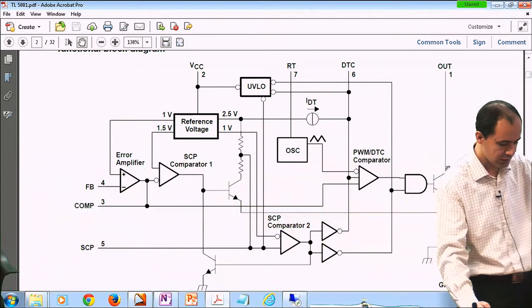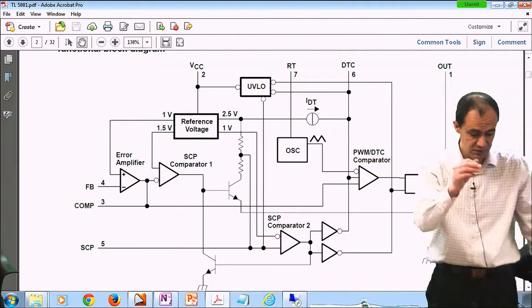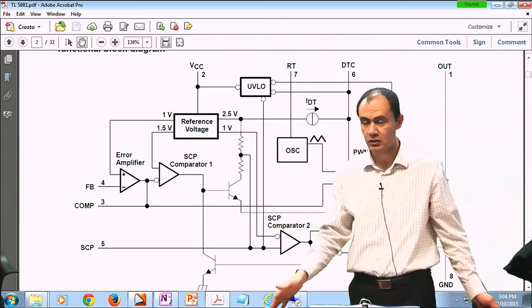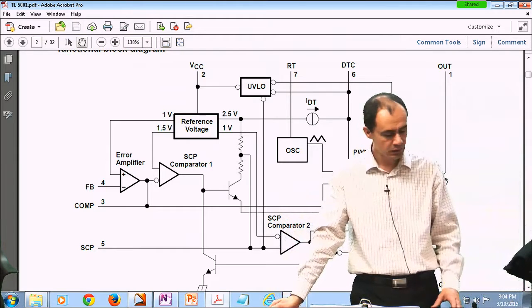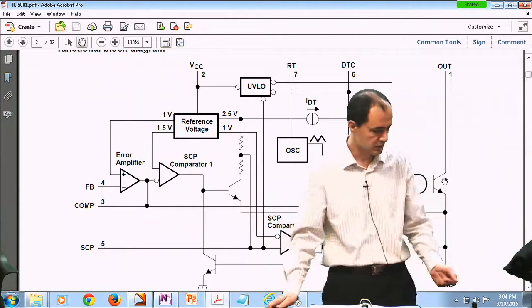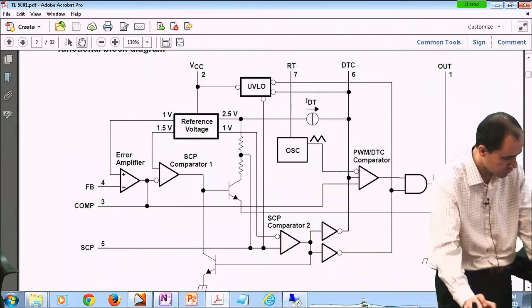Then internally, it has a kind of a transistor over here. Sometimes you can use this transistor as the transistor of your converter, assuming that you are not processing a lot of power. Or it could be part of your gate driver, basically. And it has some bunch of other features.